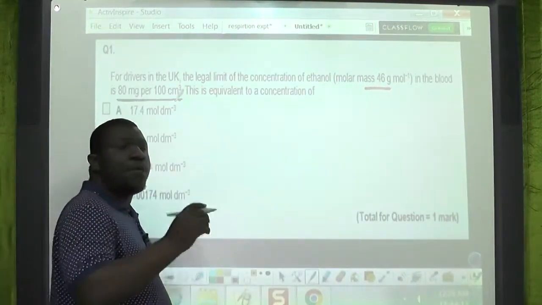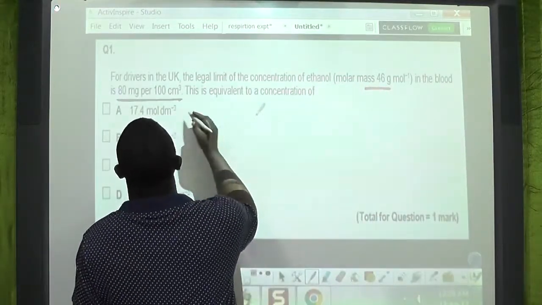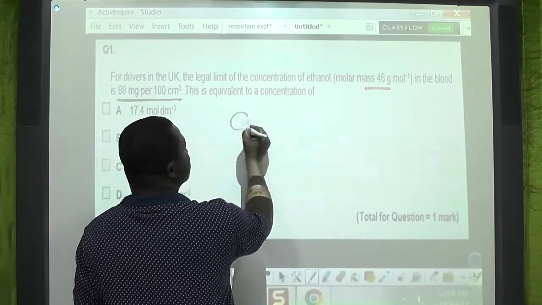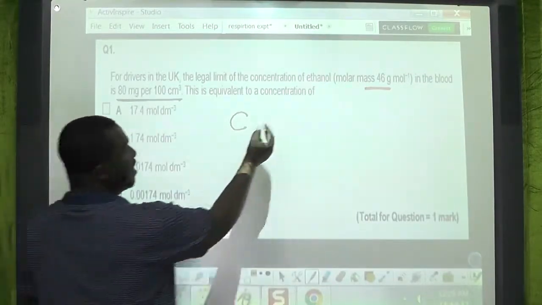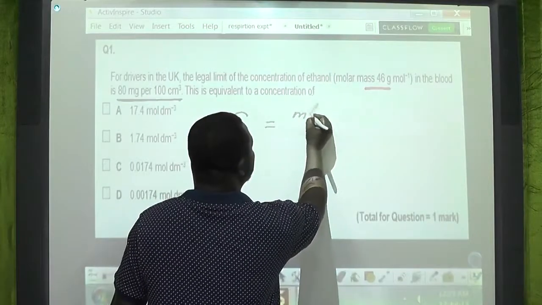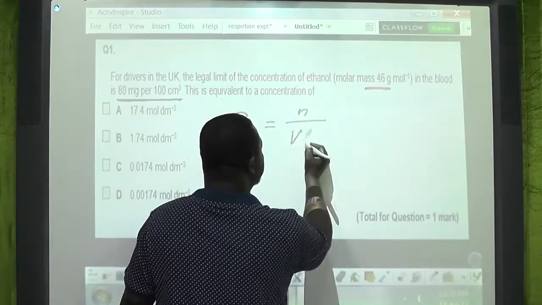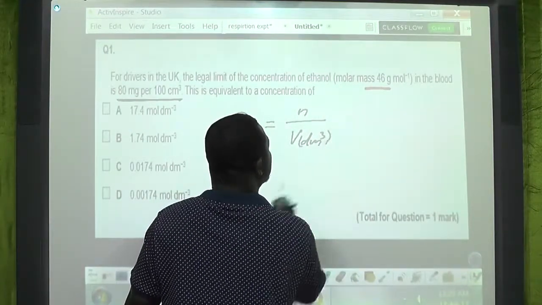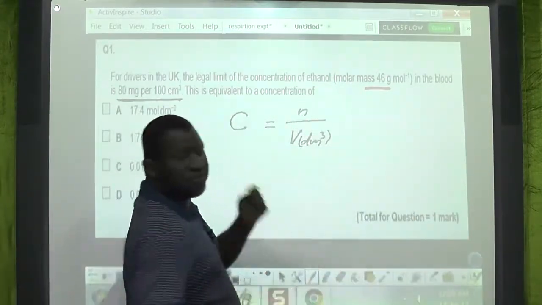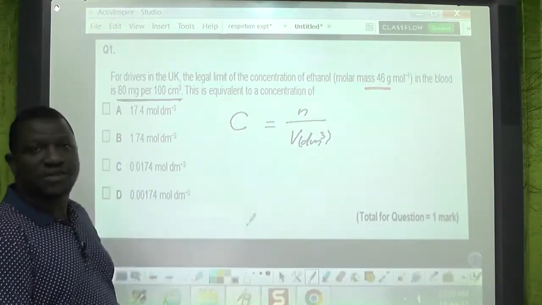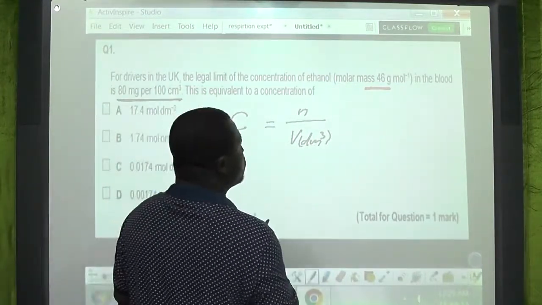So you can see, when you are talking about molar mass, ethanol is a compound. If we are looking for concentration, we say concentration in mole per dm cube. Concentration equals the number of moles, n, divided by volume in dm cube. Or you can use the normal way you answer it, using the 1000. If you are used to that, you can use that, but I am very used to this conversion. So now that's the concentration you are looking for.